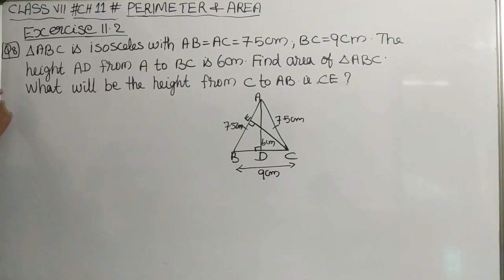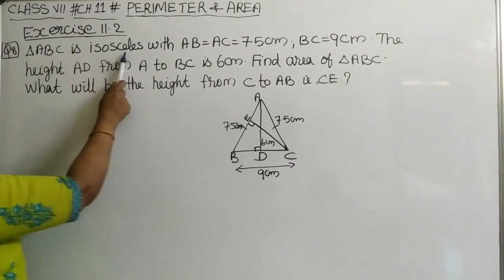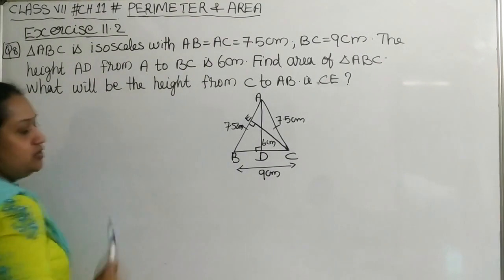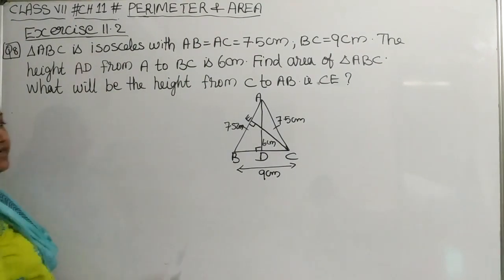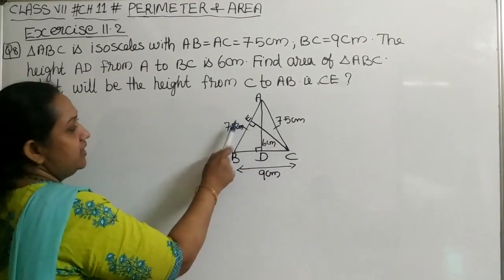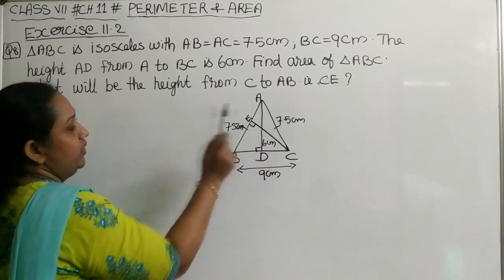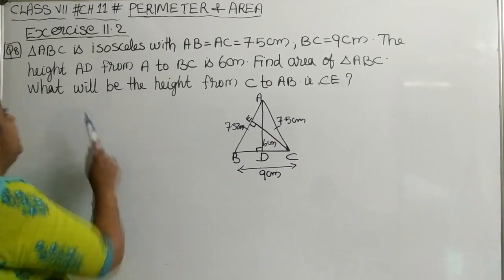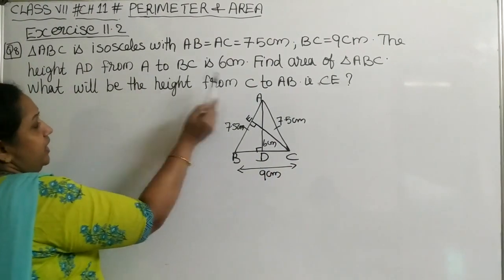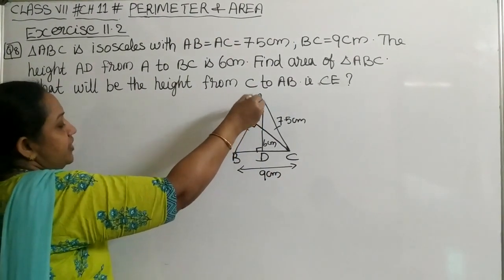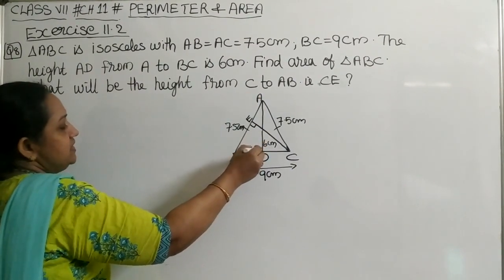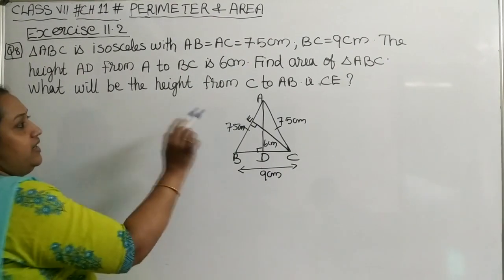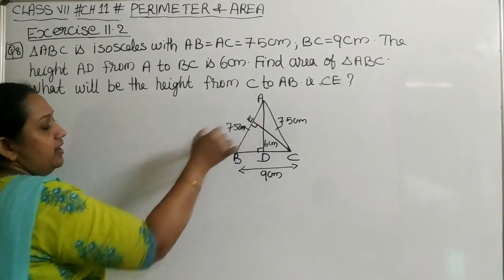Now we move to question number 8. Triangle ABC is an isosceles triangle with AB equal to AC equal to 7.5 centimeter. This is the isosceles triangle. AB, AC are equal and BC is the base equal to 9 centimeter. The height AD from A to BC. This is the height from A to BC, which is AD, that is given as 6 centimeter. Find the area of triangle ABC.